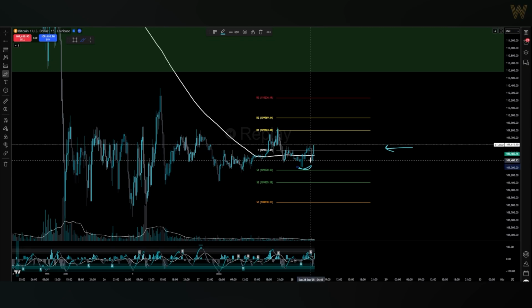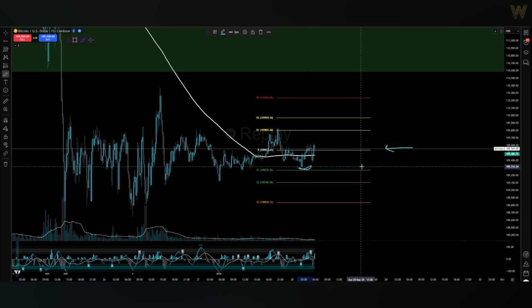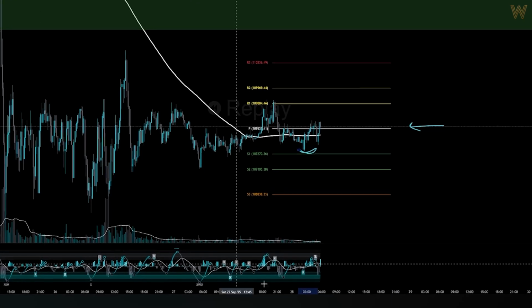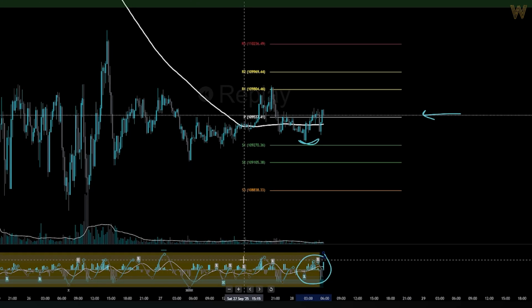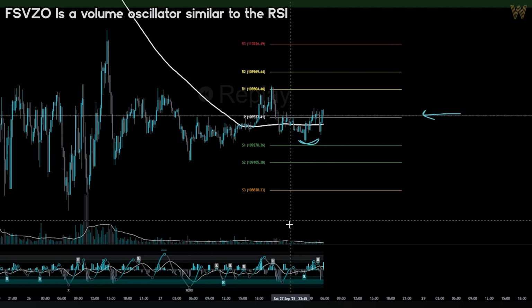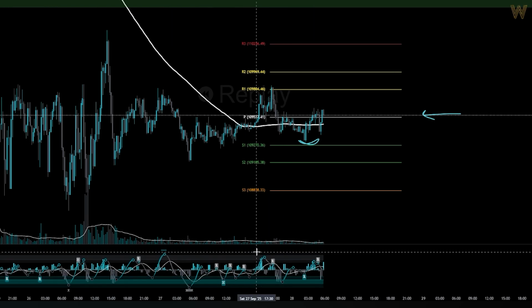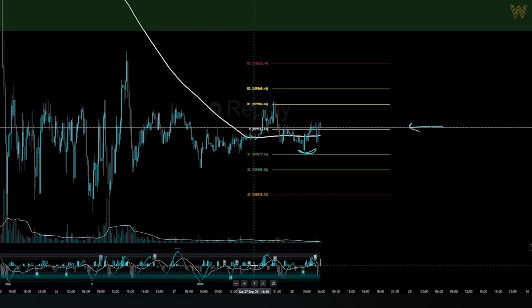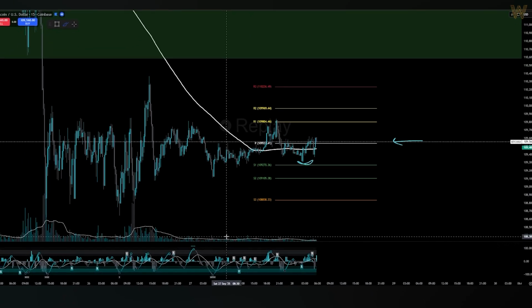We got a rough estimate of a close, but nothing too definitive just yet. My reason for saying this is down here we have a volume oscillator, right? This volume oscillator, it's an FSVZO. Fancy RSI, really. Nothing too different. I would say the only thing that probably separates it from an RSI is its ability to locate hidden and regular divergences on its own.